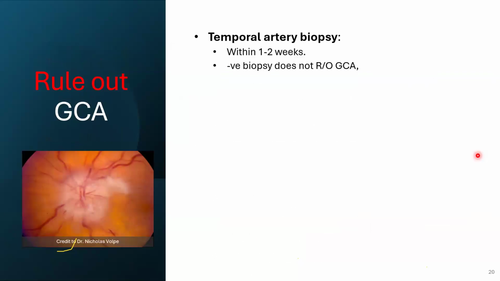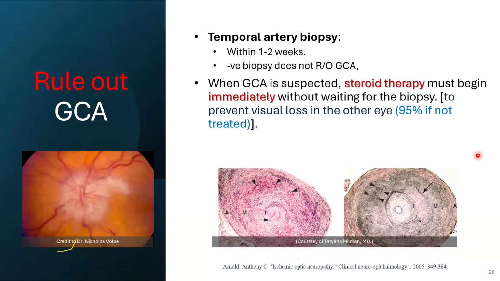So if you see a patient with suspected GCA, you have to do a temporal artery biopsy, and it should be done within 1 to 2 weeks. If the biopsy is negative, it does not rule out GCA. There might be some sort of skip lesion. So if it's still highly suspicious, go and do a temporal artery biopsy from the other side. But start the steroid. When GCA is suspected, steroid therapy must begin immediately without waiting for the biopsy. The reason for that is to prevent visual loss in the other eye, which can reach up to 95% if not treated with steroid.